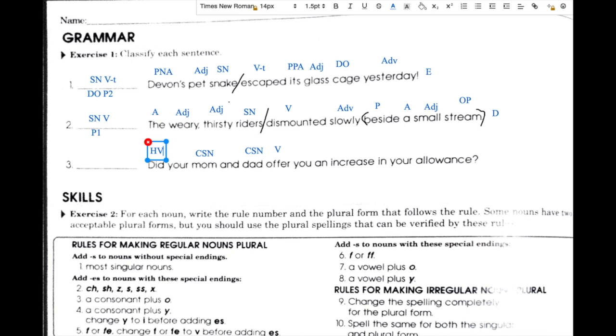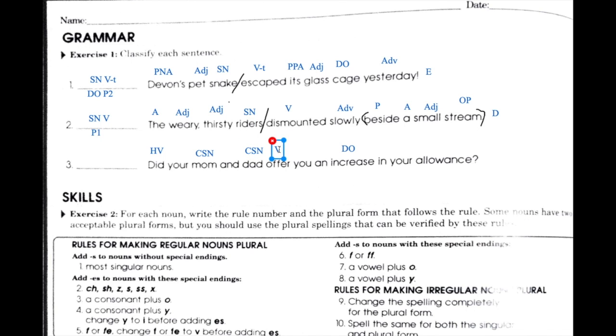Mom and dad did offer what? Increase. If we're answering mom and dad did offer what, this must be a direct object. Let's check to make sure. Does increase mean the same as mom and dad? No, it does not. Increase is a direct object. That means offer is a verb transitive. Mom and dad did offer increase to whom? You. If we're answering to whom, that means this is an indirect object. And it comes in between the verb transitive and the direct object. So we know we got that right.